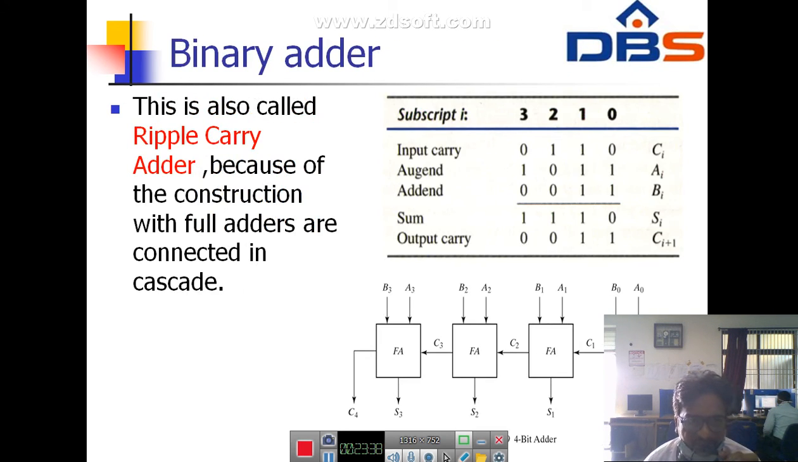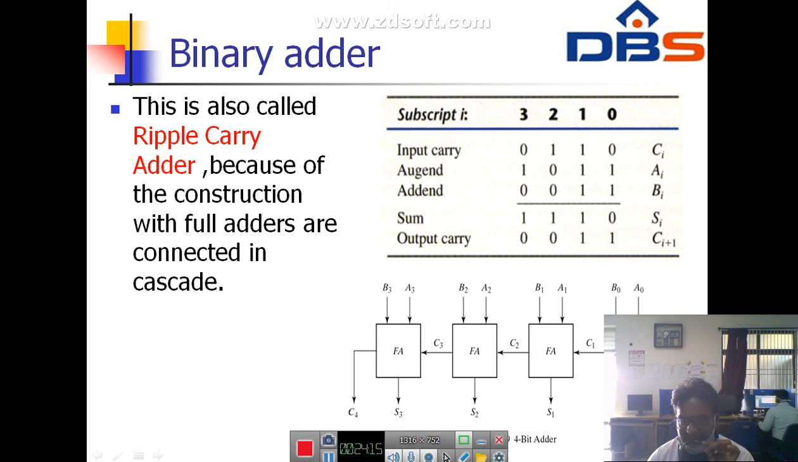Another implementation is the binary adder. This is also called the ripple carry adder, because of the construction with full adders connected in a cascade. If it adds more than 4 bits at a time, it is called a binary adder. Here we take n number of full adders in a cascaded manner, so we can also call it a ripple carry adder.